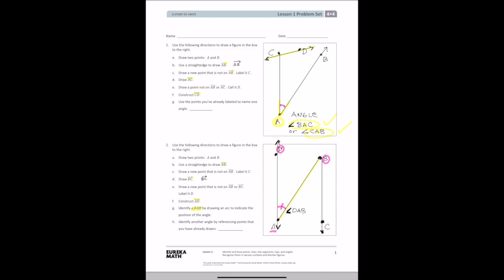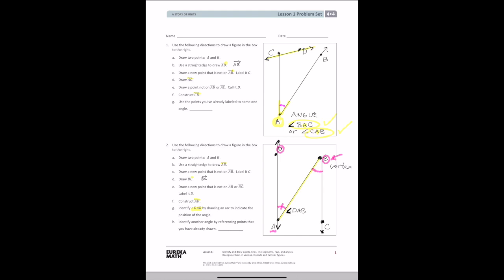All right. Now it says identify another angle by referencing points that you have already drawn. Do you see any other angles between these different points? And if you have a sharp eye, you're like, oh yeah, I do see a different angle. It's right here between A and C. So the vertex being B right here. That's the vertex. So I'm going to just call that out so you can see it's a vertex. And we'll go ahead and draw that angle.